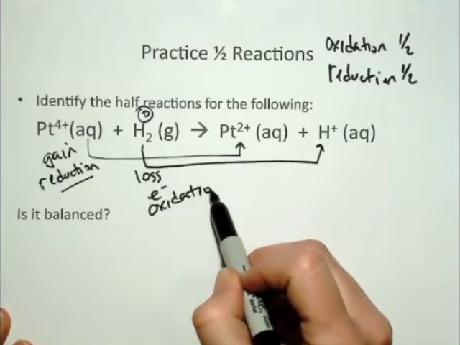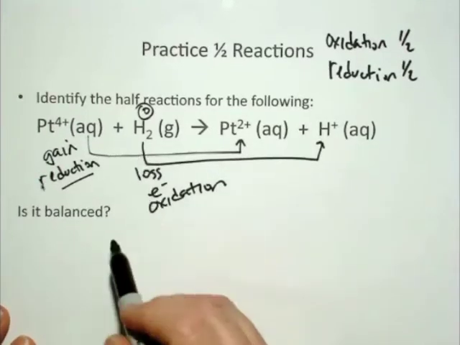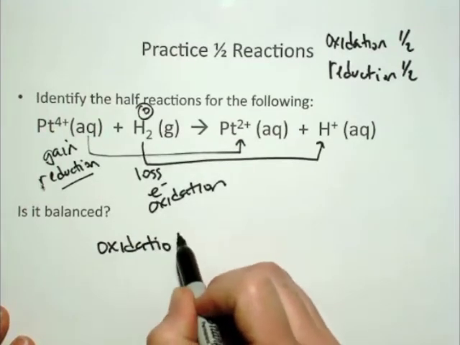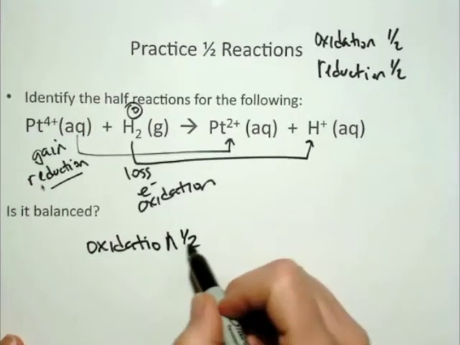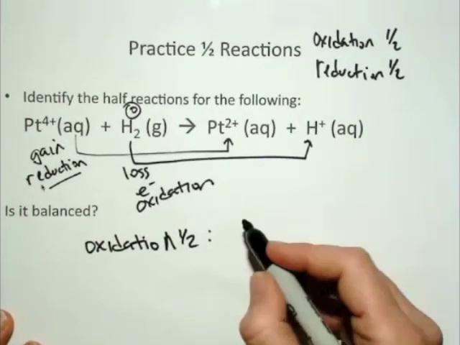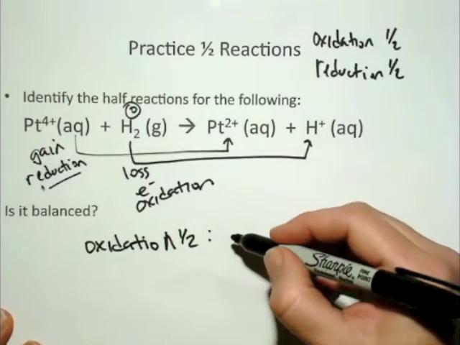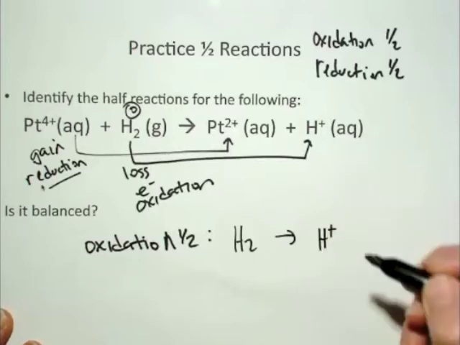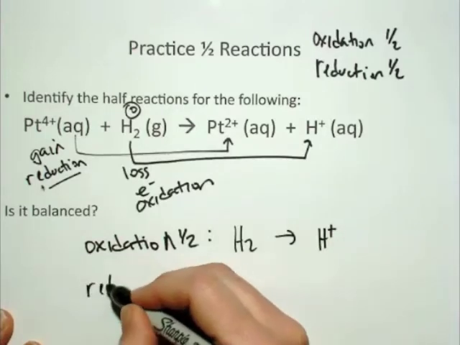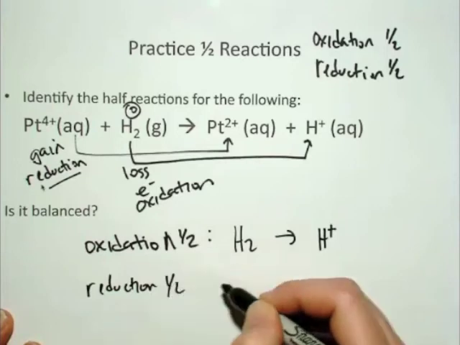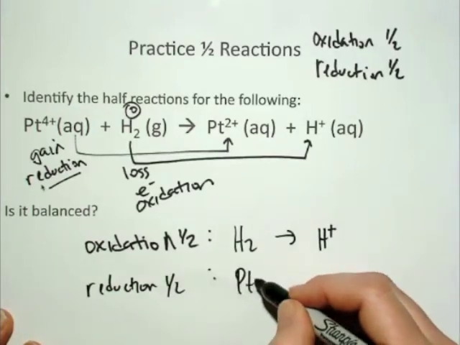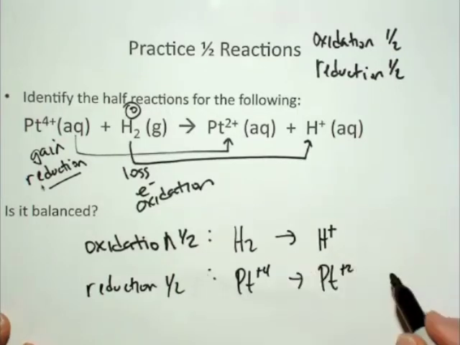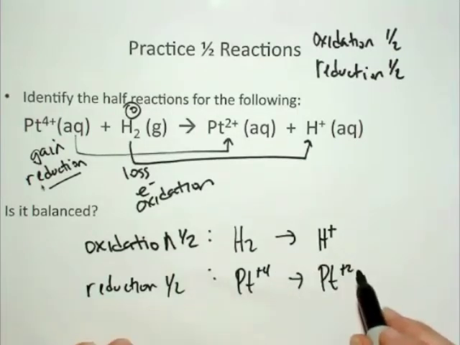All right, so if I want to write the two half reactions, the oxidation half reaction would be written, let me see, like hydrogen goes to hydrogen ion, okay? And then the reduction half reaction would be written platinum goes to platinum. And what you recognize here is when you write them just like this, there's two problems.